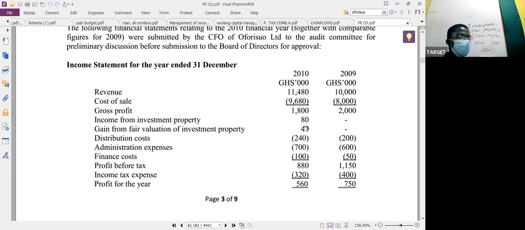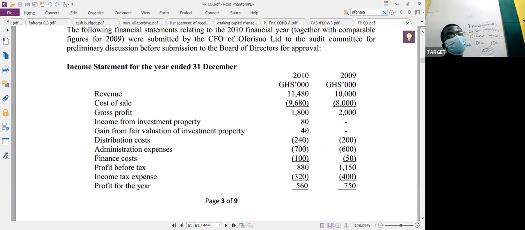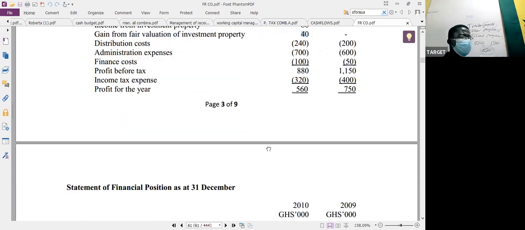This is the 40 you see here. Have you seen the 40? That's the 40. And this 40 needs to be reversed because it's a non-cash item. Powerful one. Okay, so we are done with that note.